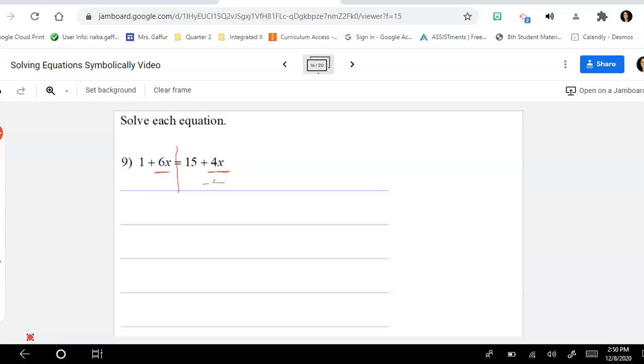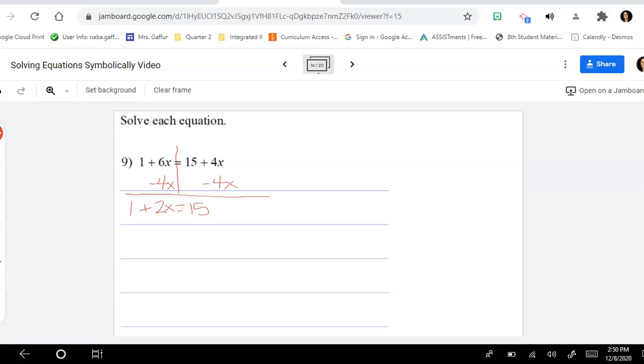So I have 4x that I'm going to take away from both sides, and I'm going to erase this. These are not division signs, these are underlines. So I'm going to minus 4x from both sides. If I have 4x's and I take away those 4x's, I'm left with 0 x's. And so I have 1 plus 2x equals 15.